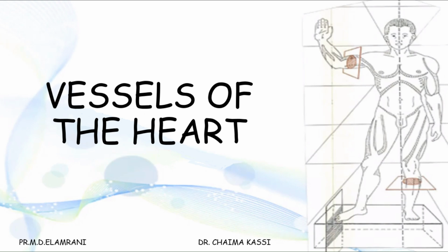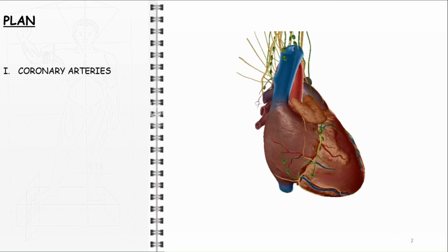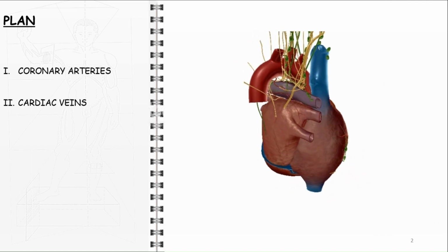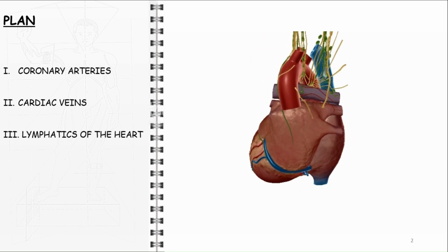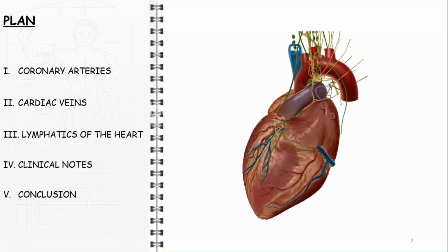In this video, we'll explore the vessels of the heart, including the coronary arteries, veins, and the lymphatic system, to understand how blood flows to, from, and within the heart. To do so, we will start by detailing the coronary arteries, followed by the cardiac veins, and the lymphatics of the heart. Some clinical notes, and finally a conclusion.